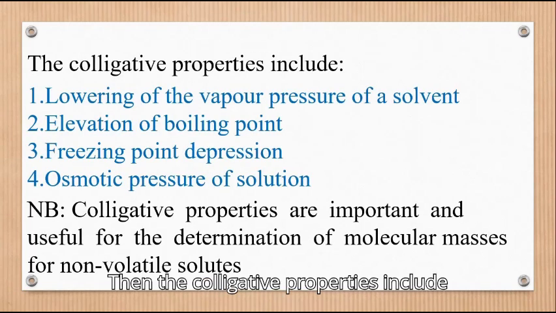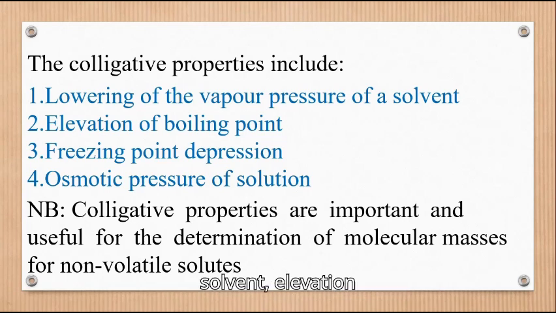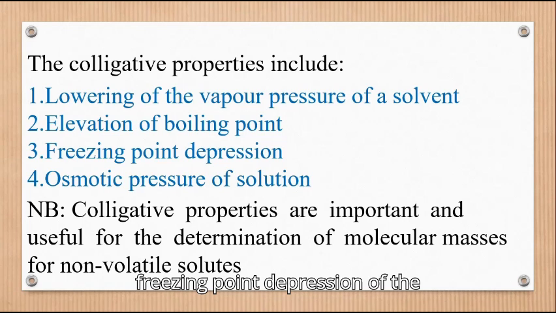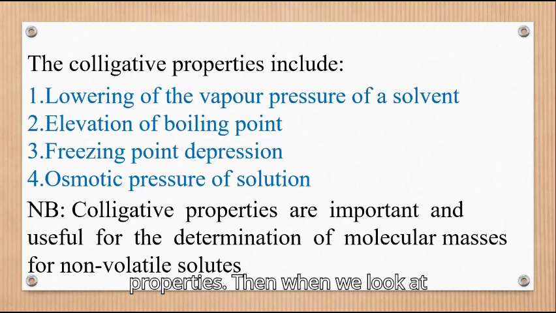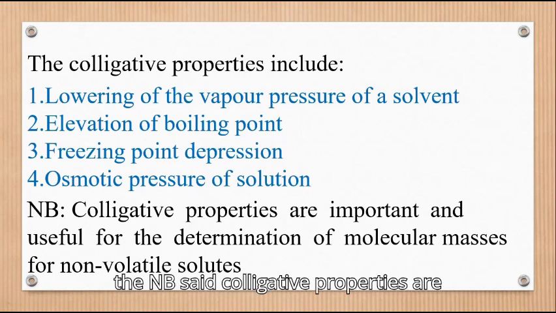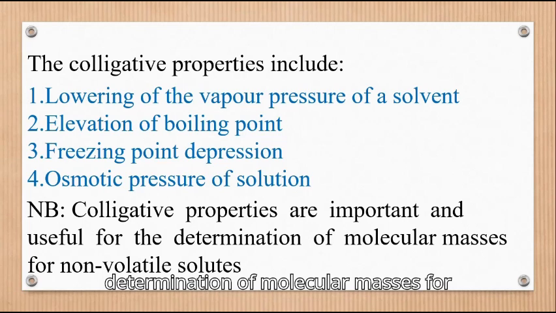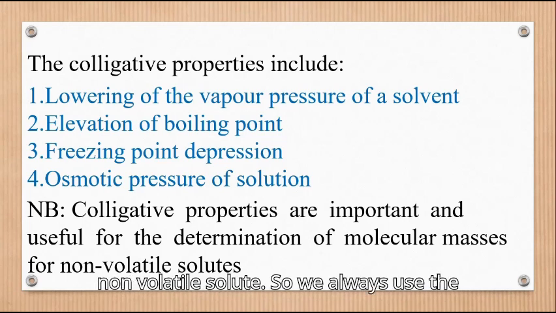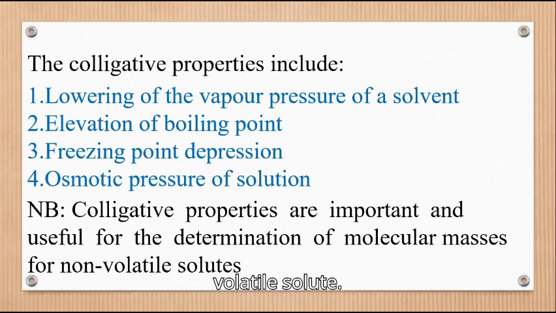Then the colligative properties include lowering of the vapor pressure of a solvent, elevation of boiling point, freezing point depression of the solution, and osmotic pressure of the solution. Basically, we have the four colligative properties. Then when you look at the NB, the colligative properties are important and useful for the determination of molecular masses for non-volatile solute. So we always use the colligative properties in order to determine the molecular mass of the non-volatile solute.